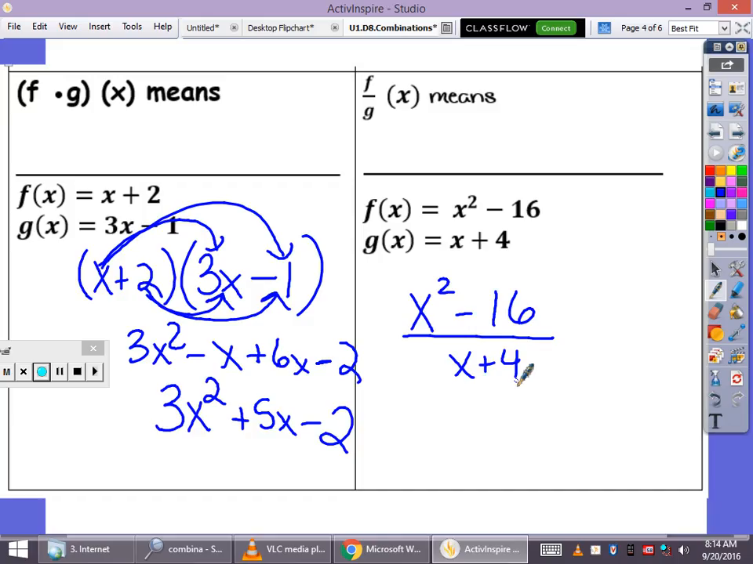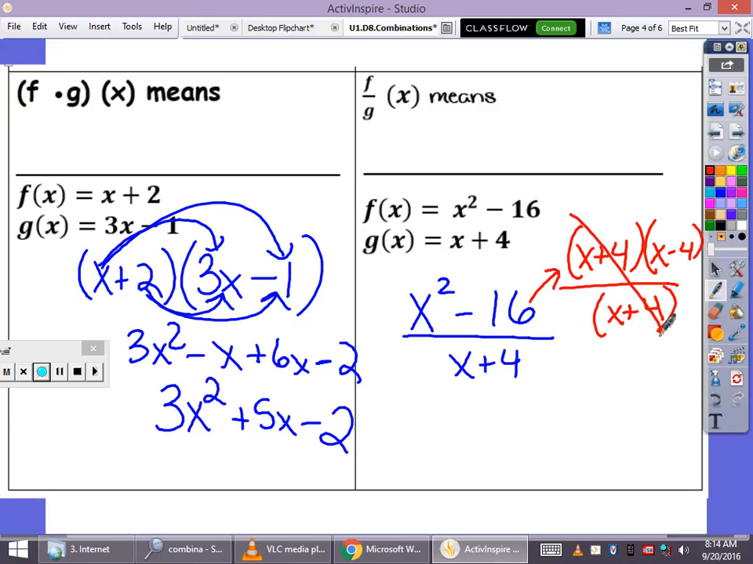All right, I'll do factoring and I'll do synthetic. All right, factoring. This becomes x plus 4 times x minus 4 over x plus 4. What cancels? So the answer to this would be x minus 4. Okay?